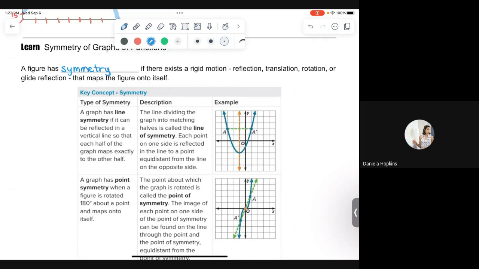So if you look at this first example, this is a parabola. This is sort of like our butterfly example. This is called line symmetry. You can circle the words if you want, but line symmetry. A graph has line symmetry if it can be reflected in a vertical line so that each half of the graph maps exactly to the other half. So that's this orange line right here. That's the line of symmetry. And the idea is that it's the same on either side.